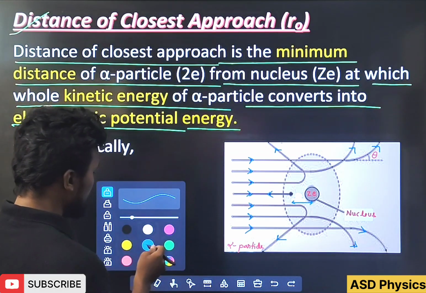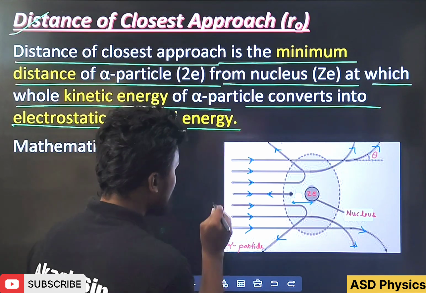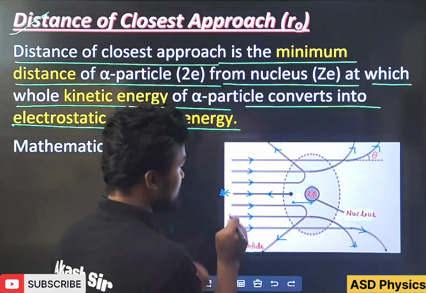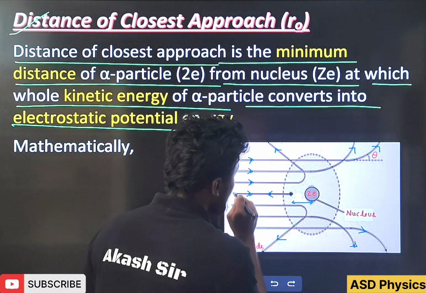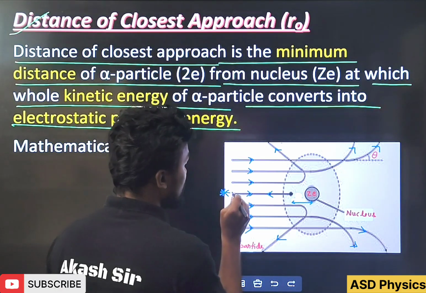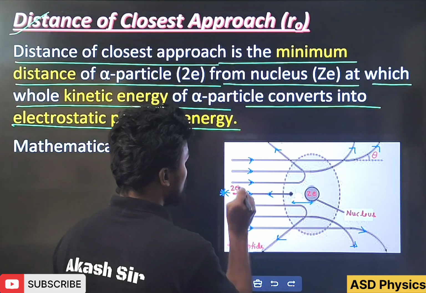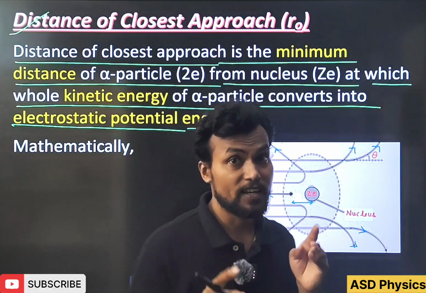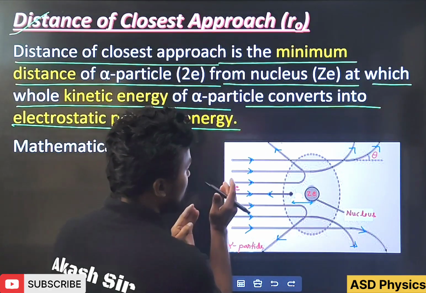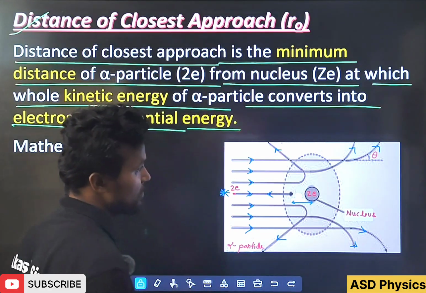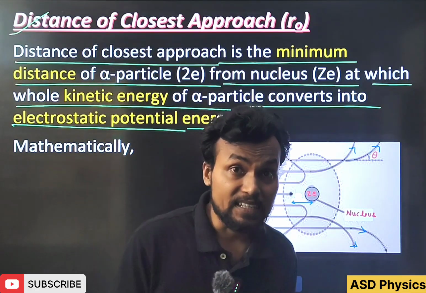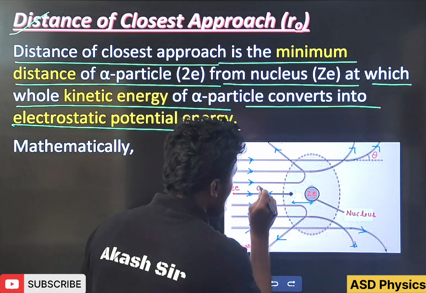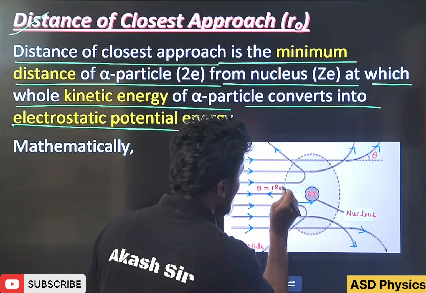And now we have to talk about the distance of closest approach. For that I will take this line of the alpha particle. The alpha particle will first go towards the nucleus. You know very well the alpha particle has charge 2e, and the nucleus has charge Ze. Both are positive, that means repulsion will be there. So when the alpha particle moves in this direction, kinetic energy will decrease and electrostatic potential energy will increase. And for this central line, theta will be 180 degrees here.